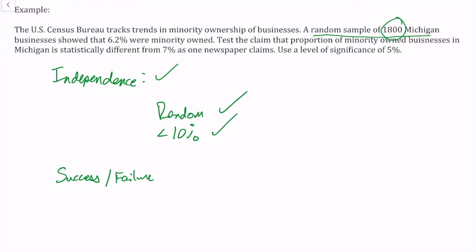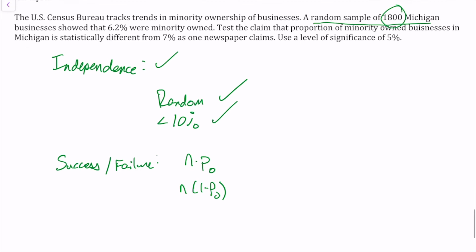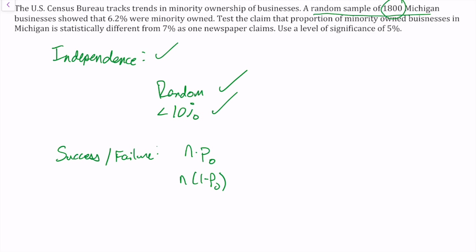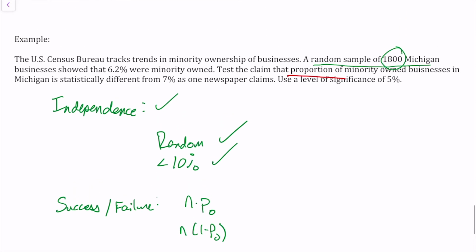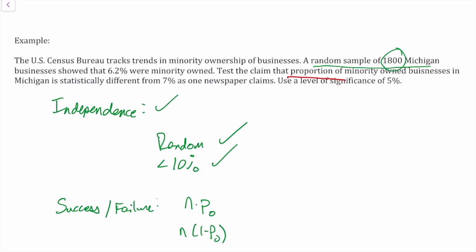Okay? Well, to do that, we need to check n times p naught, and we need to check n times 1 minus p naught. Well, to get p naught, we need to write some hypotheses. So what are we testing here? We're testing if the proportion is different from 7%.